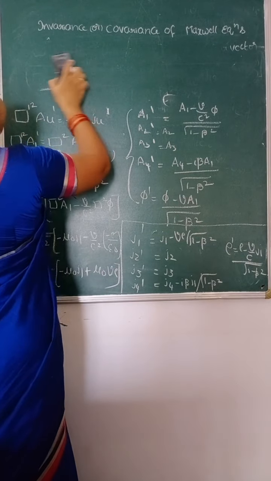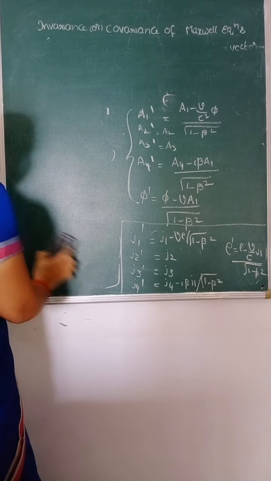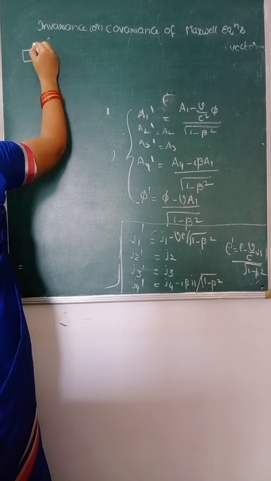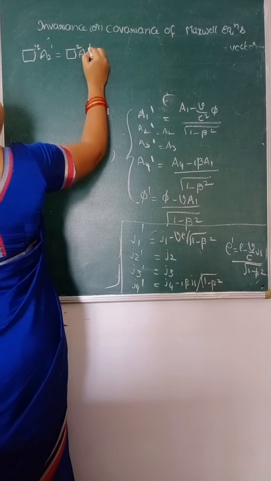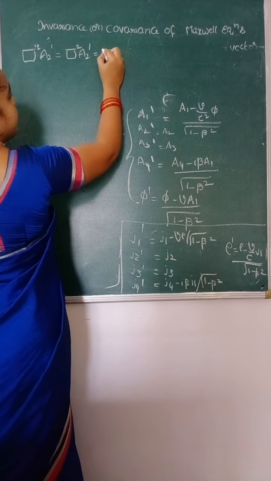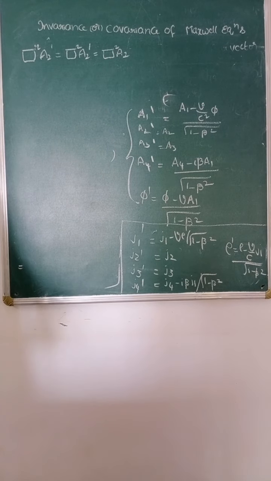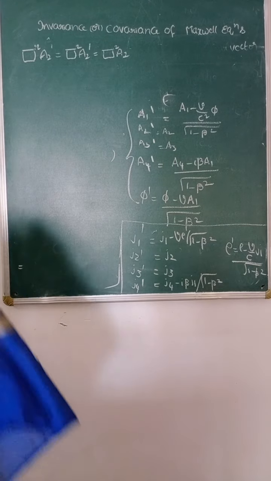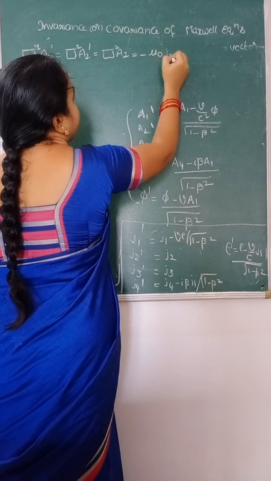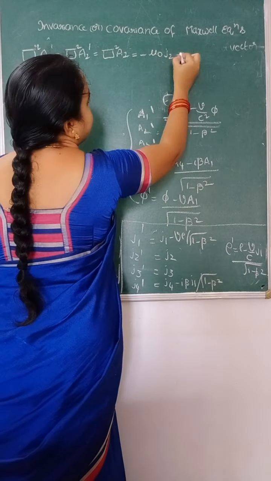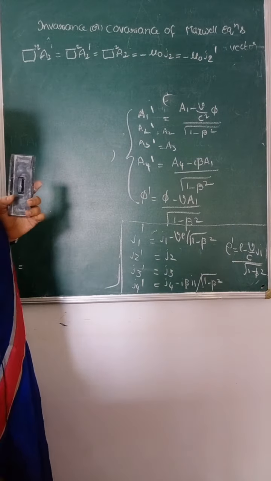And the second Maxwell equation, what is the second Maxwell equation? Del dash square a2 dash. Del dash square is nothing but del square, and a2 dash, since a2 dash is equal to a2, this is del square into a2. What is del square a2? Del square a2 is minus mu naught into j2. Since j2 is equal to j2 dash, this can be written as minus mu naught into j2 dash. So we have verified the second equation.